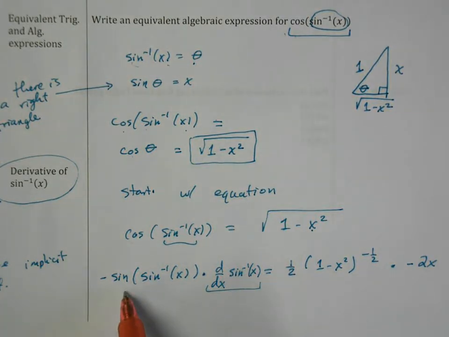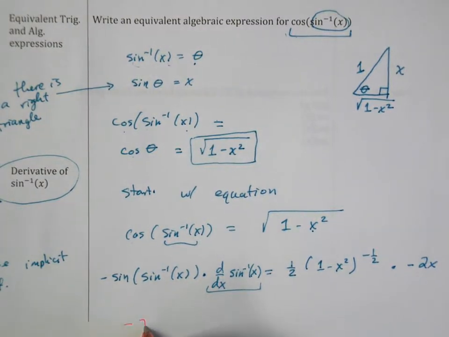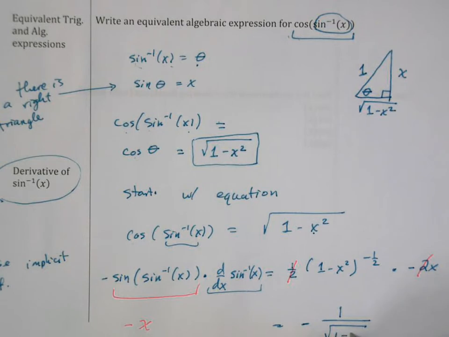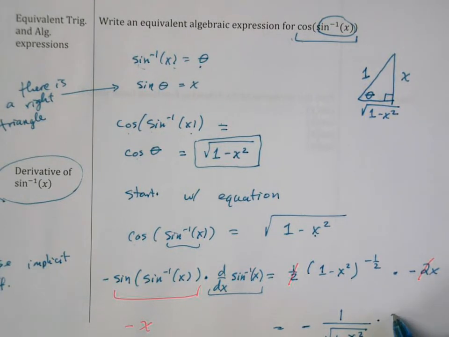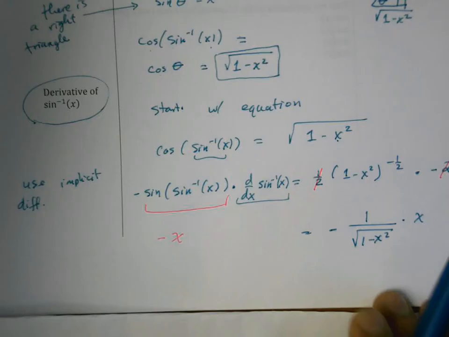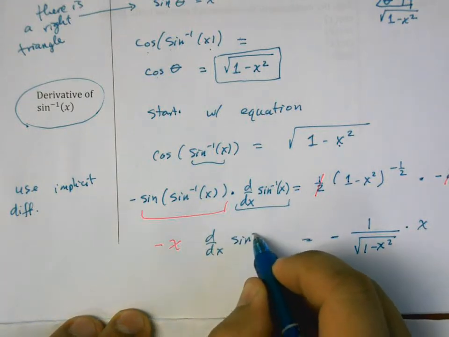Here we got negative sine of the sine inverse, and the sine of the sine inverse always cancel each other, so that just gives us negative x. Over here, this 2 and that 1/2 will cancel. So this is negative 1 over the square root of 1 minus x squared times x. This 1 minus x squared to the negative 1/2 is just the square root of the expression and then the reciprocal of that result. And then I still have d dx of sine inverse of x.